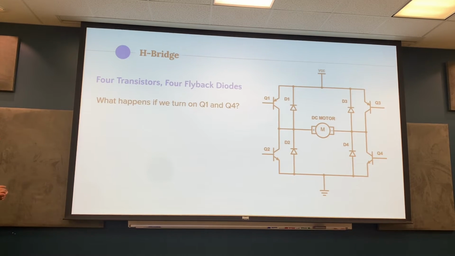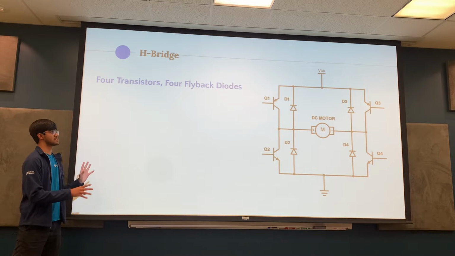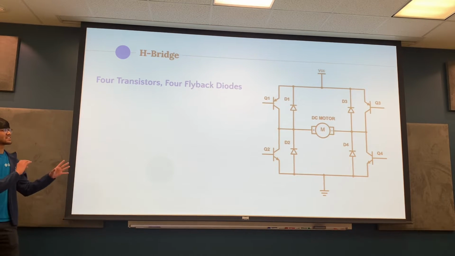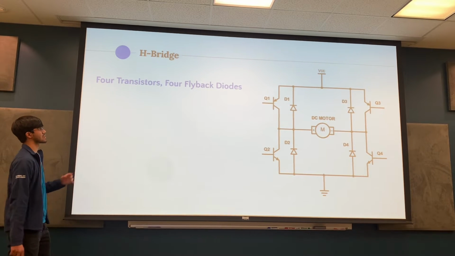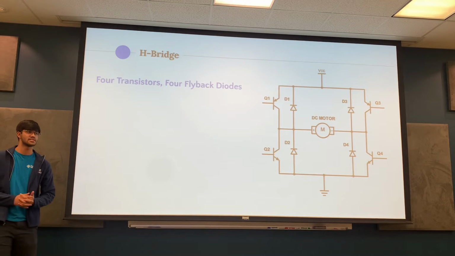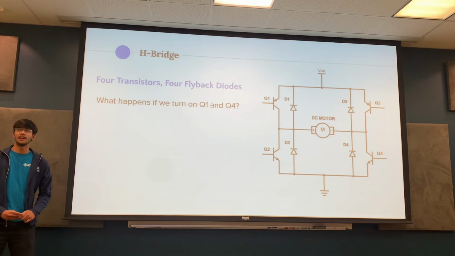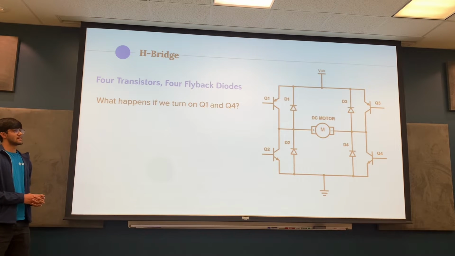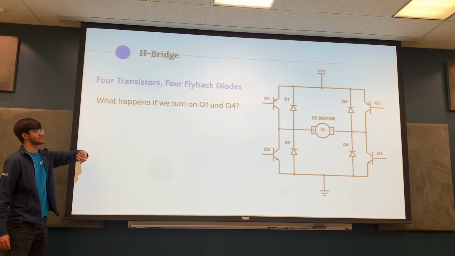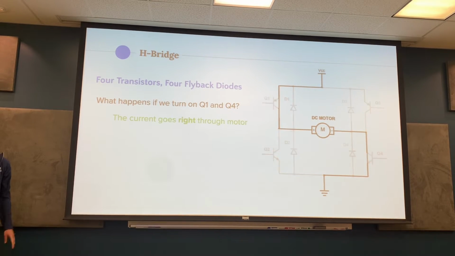This is the expanded version of how we can control our motor direction using four sets of the circuit that we saw previously. So it's 4 transistors and 4 flyback diodes, and we'll explain how this works. What happens if we turn on or pass power to Q1 and Q4, and we leave Q2 and Q3 off? Does anyone want to take a guess what will happen? Which way will the current flow?